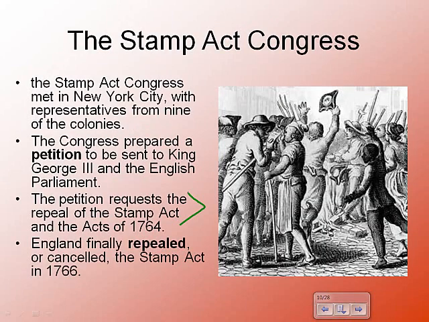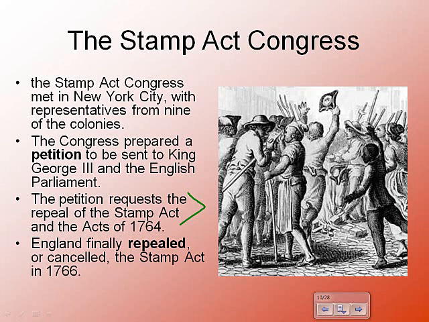In reaction to the Stamp Act, you had a formation from the colonies of the Stamp Act Congress. The Stamp Act Congress met in New York City with representatives from 9 of the colonies. The Congress prepared a petition to be sent to King George III and the English Parliament. This petition was a written document basically saying that they were disagreeing with the Stamp Act.